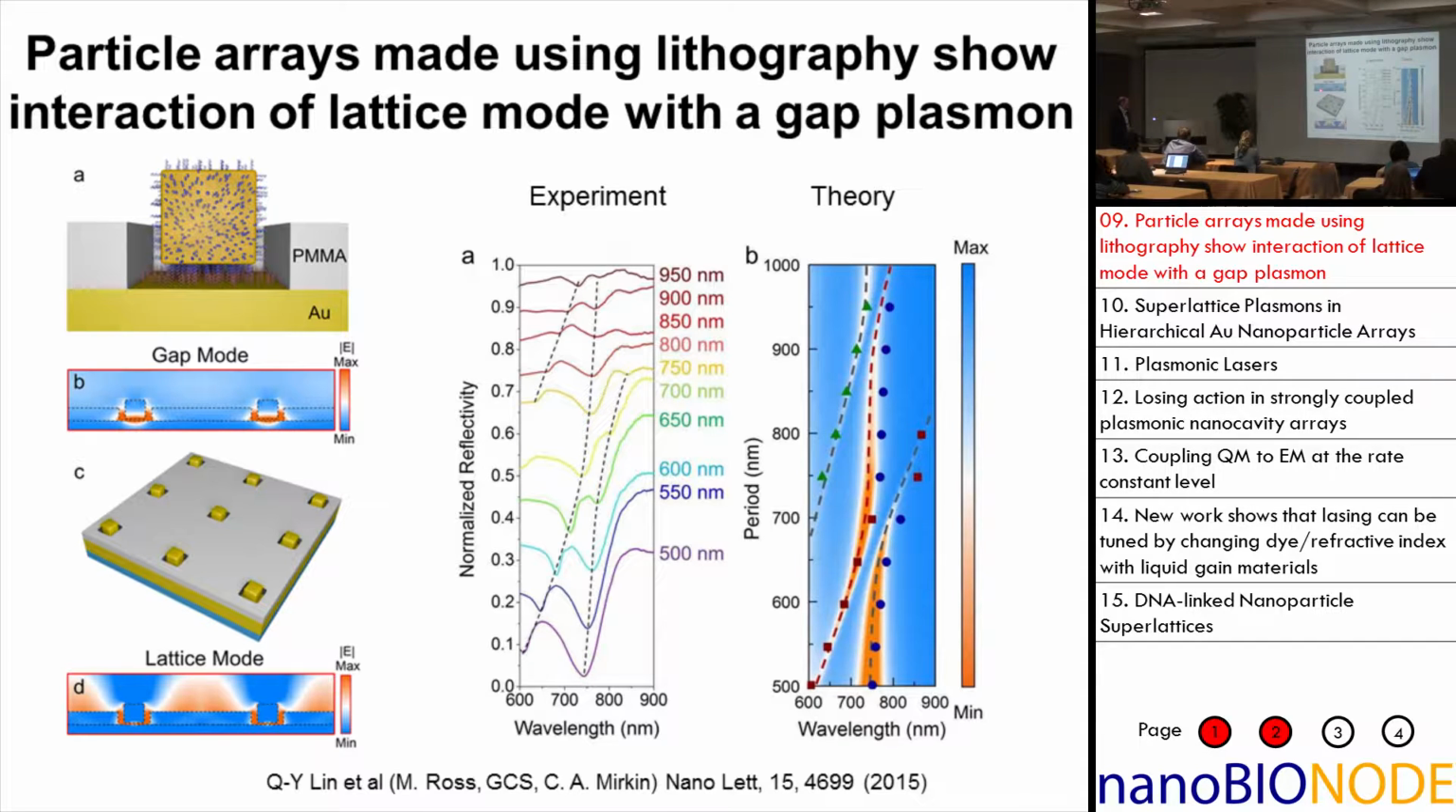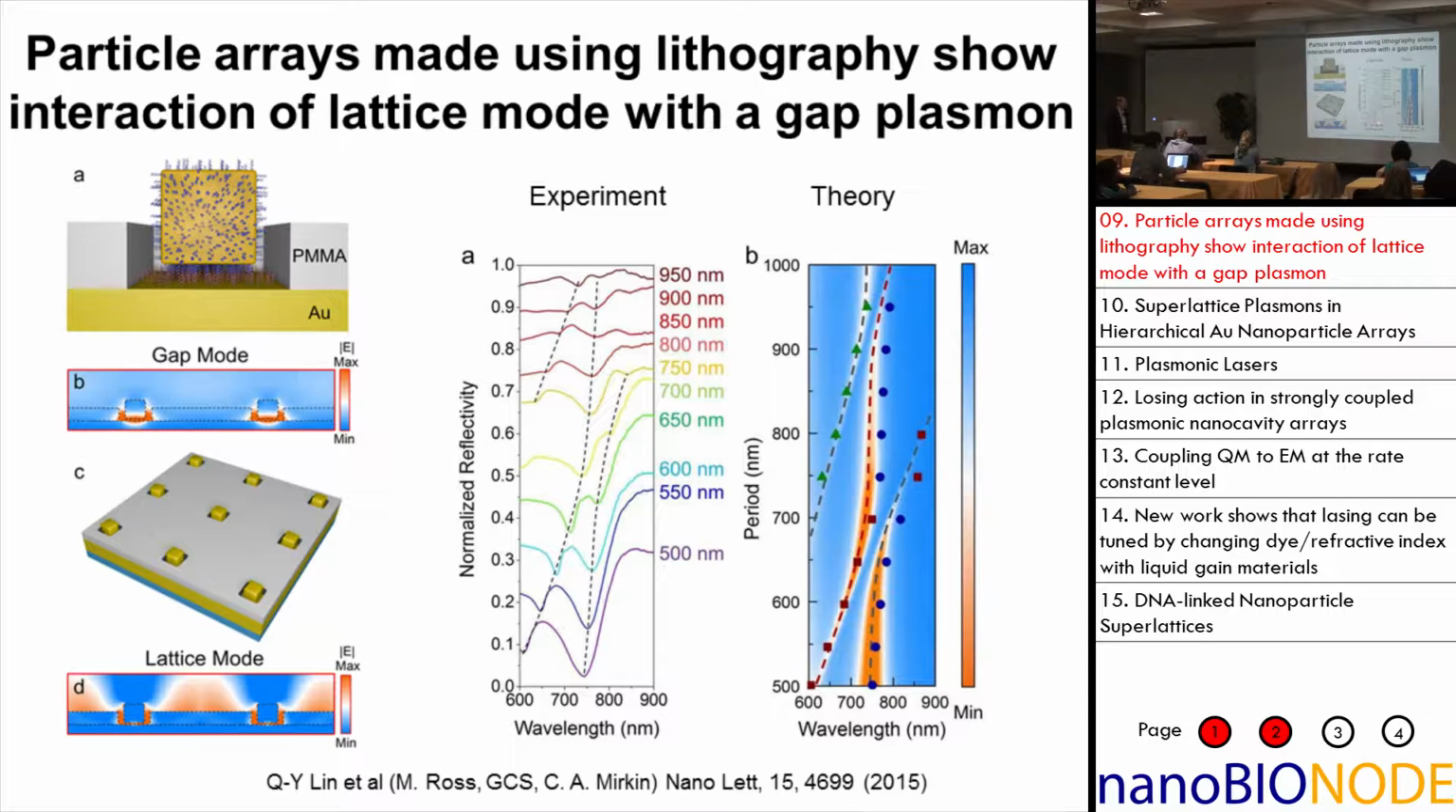So there's this gap mode, which is what she was focusing in on, between the gold particle and the gold film. That doesn't have dispersion properties. But then there's this lattice mode that is associated with the fact that the distance between the particles satisfies a diffraction condition, and that is dispersive. And so that enables one to do experiments and do calculations in which you basically tune one mode through the other.